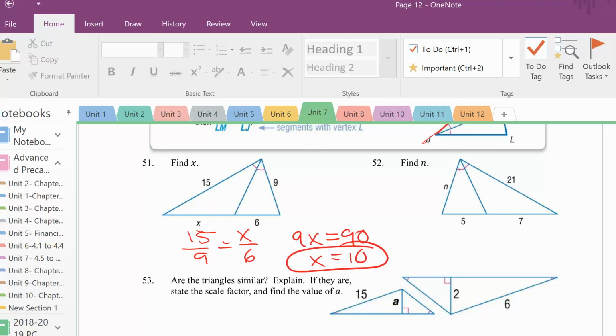Same thing here, angle bisector. So we know that the ratio of n to 21 is going to be the same as the ratio of 5 to 7. So 7n is going to equal 105. Divide by 7, so you get n is equal to 15.